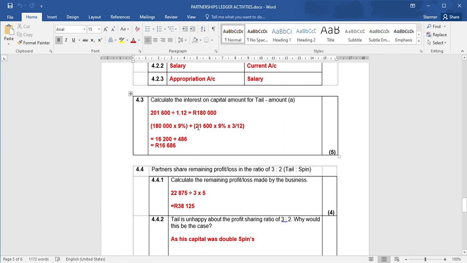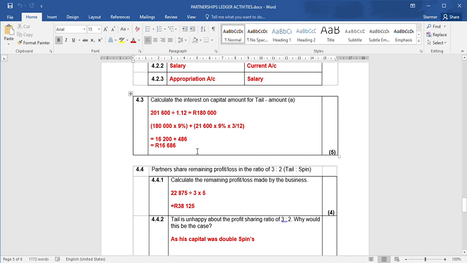And then the increase, the difference here of 21,600 at 9%, he had for 3 months of the year, December, January, and February. Add those up and you get 16,686. What you could have done is 180,000 for 9 months and 201,600 for the last 3 months of the year. But both of those will give you the same answer as the one I did.